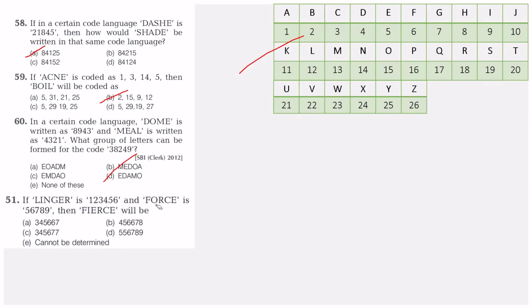See, the pattern is like continuous numbers. Continuity is there over here. So 1 2 3 4 5 6 is LINGER. If you just take a look, I've got some pattern in my mind. LINGER is 1 2 3 4 5 6. FORCE is 5 6 7 8 9.